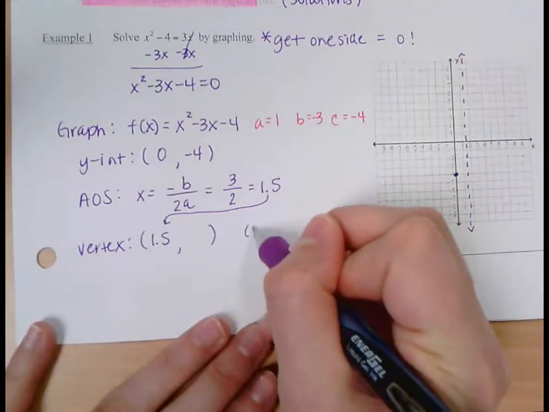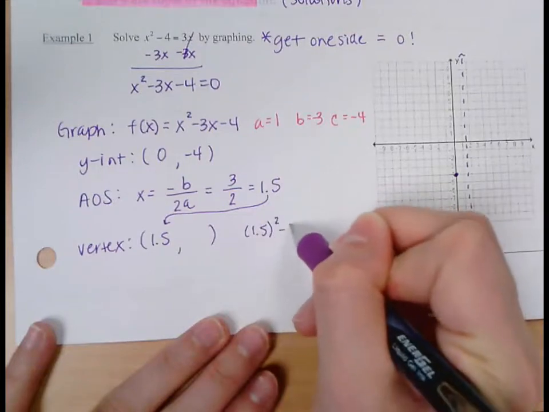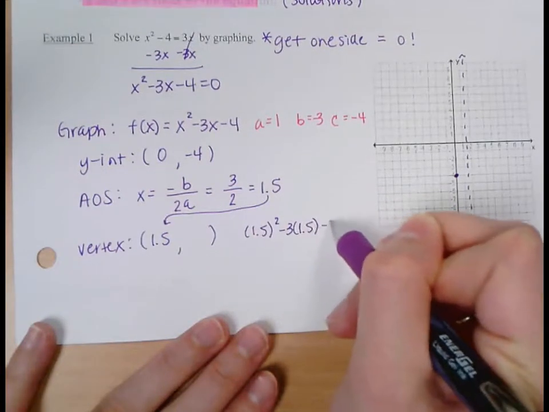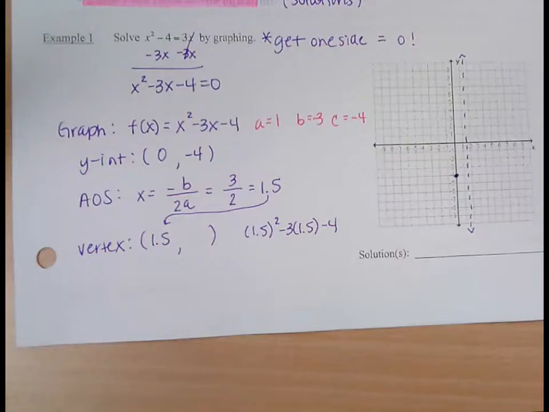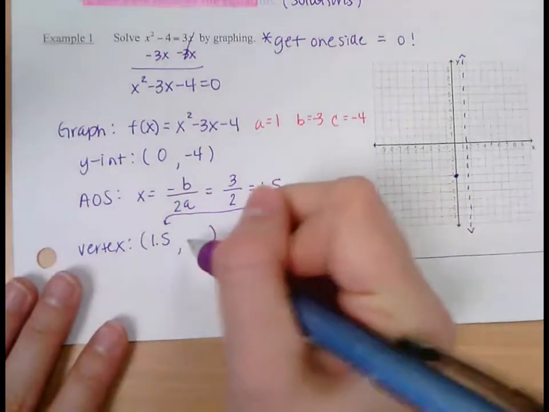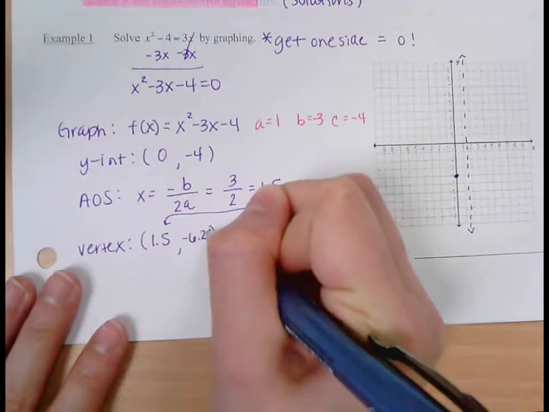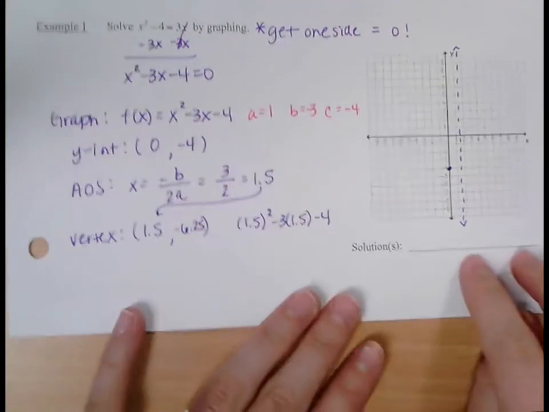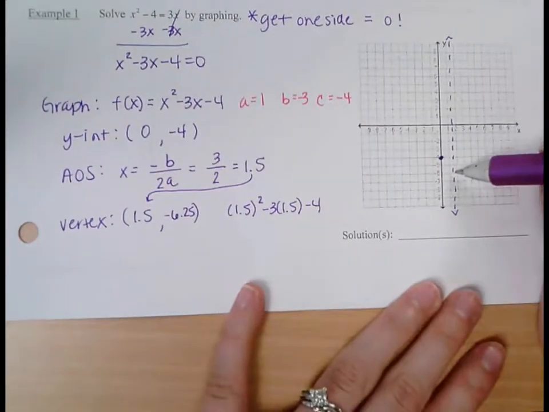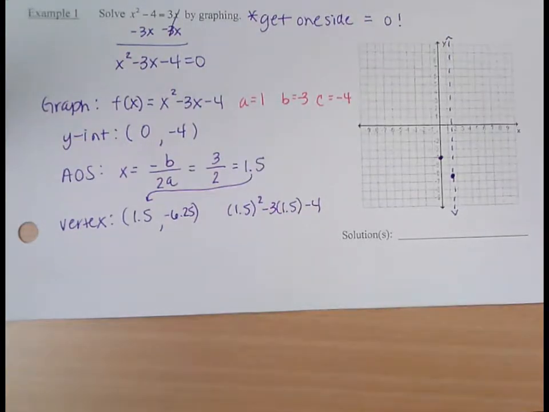So that would be 1.5 squared minus 3 times 1.5 minus 4. And that should be -6.25 for your y value. You can plot that point.